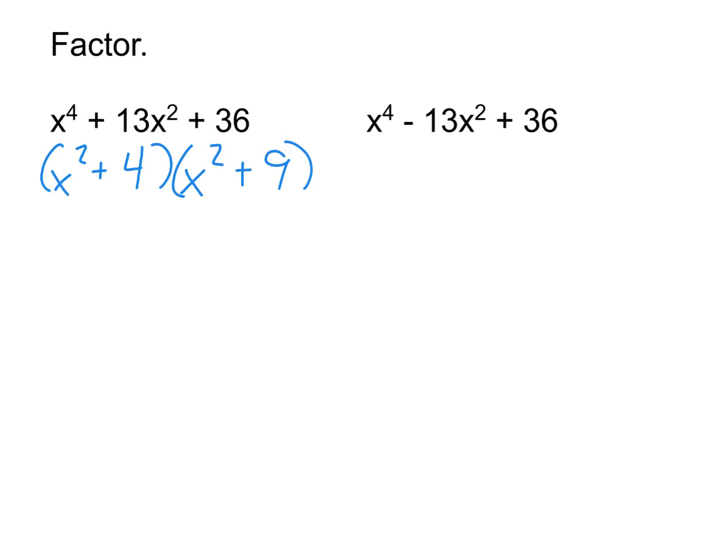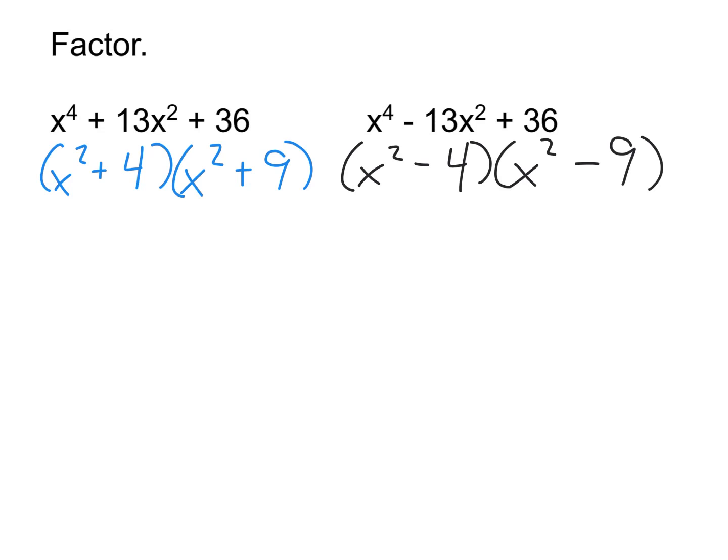Now let's take a look at the second one here. X to the 4th minus 13x squared plus 36. Well, it looks very similar to the first one, right? And it is going to be very similar when we factor it as well. Both parentheses still start with x squareds because that's what our middle exponent is. And it's still going to be a 4 and a 9. The difference, though, is that in order to multiply to the positive and add to that negative, both of these are going to be minuses.